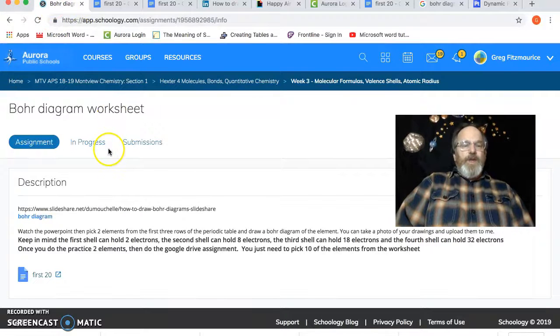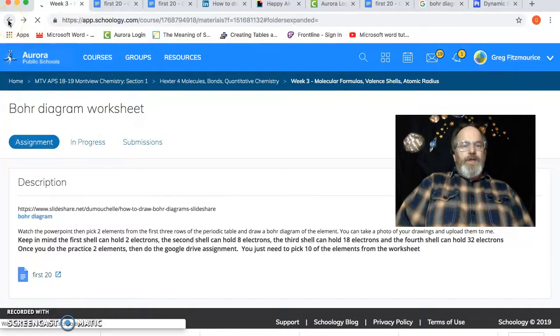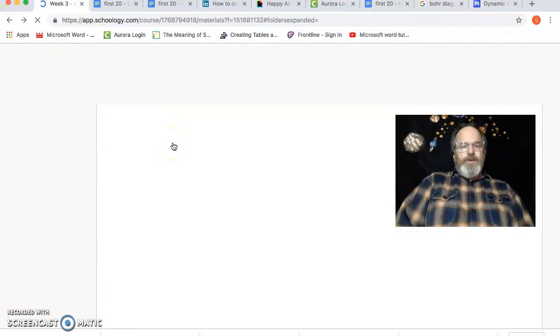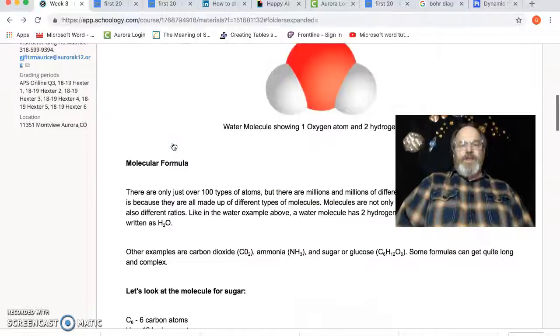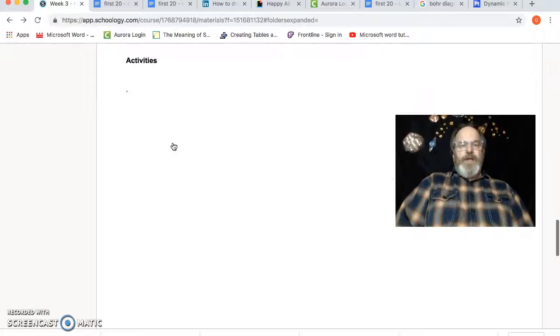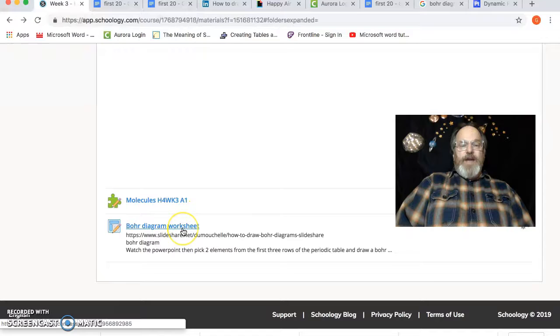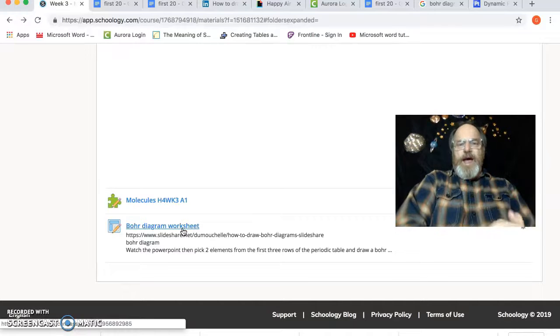If you notice, let's go back to week 3. Okay. If you notice, there is the first assignment, the lesson with the quiz on molecules. Sorry about this blank space here, and then there's the Bohr diagram worksheets. That's it for the week, and Monday's a holiday, so it is 4 days. However, catch up on your past assignments.